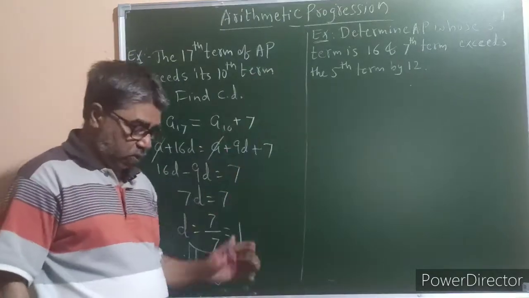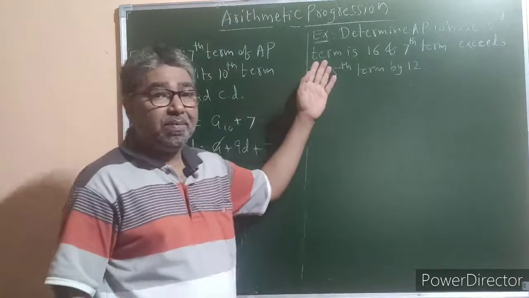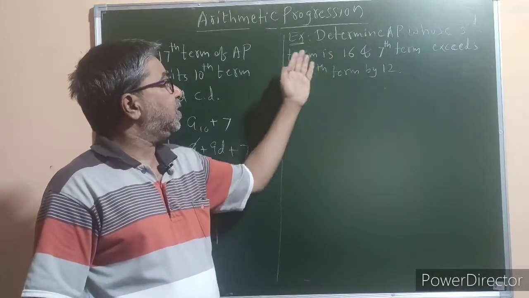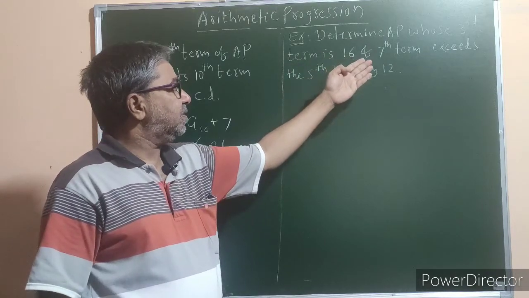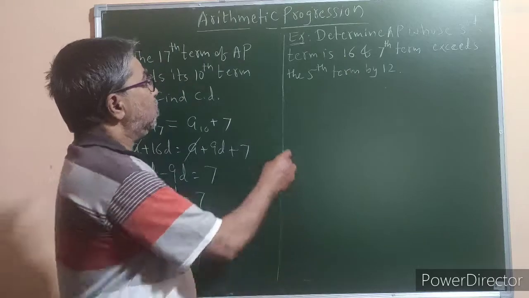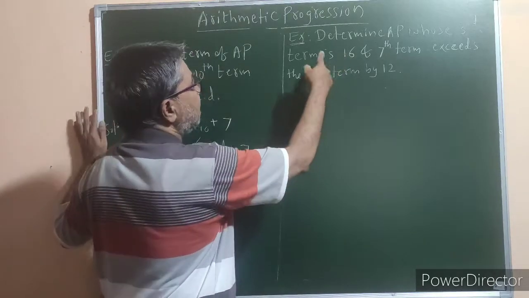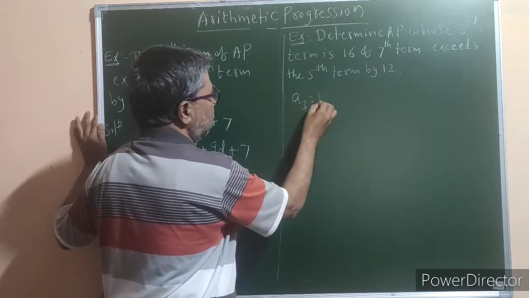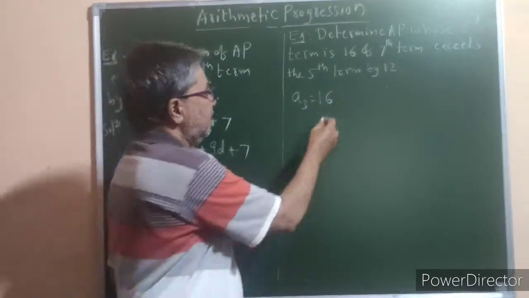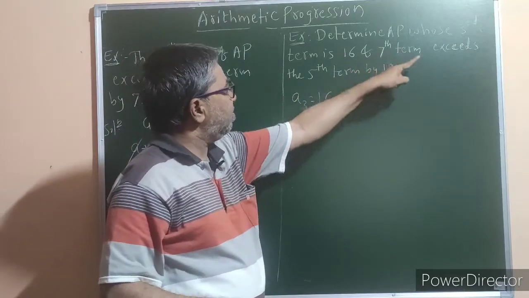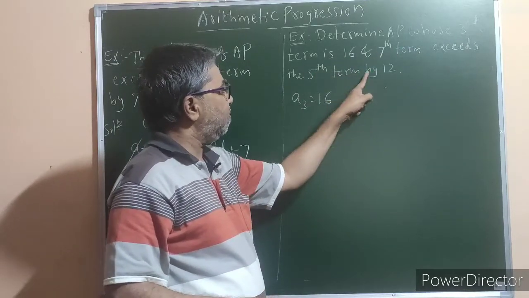Now coming to one more example. The example is: determine the AP whose third term is 16 and whose seventh term exceeds the fifth term by 12. To write the equations, the third term is 16, A3 is equal to 16. Then read the example: the seventh term exceeds the fifth term by 12.